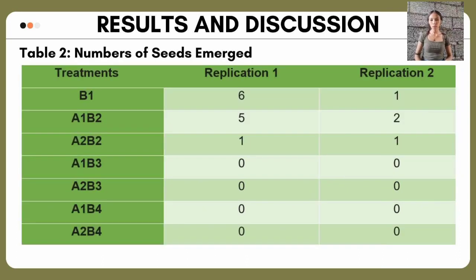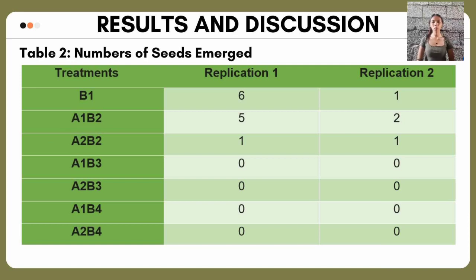Now table 2, which shows the number of seeds emerged. The experiment investigated the impact of two factors, the type of storage and the storage duration, on the emergence of cacao seeds. The treatments included refrigeration and ambient storage, coupled with varying durations of 0 days, 5 days, 10 days, and 15 days. The results as observed in replication 1 and replication 2 revealed interesting trends.